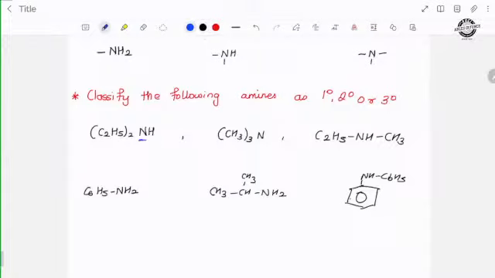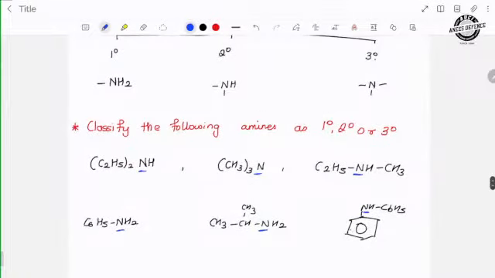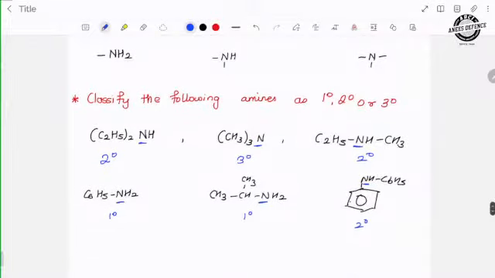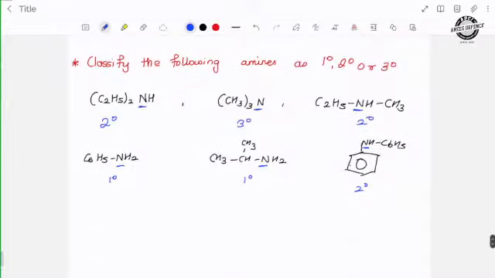No need of looking at any other part of the compound. Just look at nitrogen and tell me how many hydrogens are attached to it. In the first structure, only 1 hydrogen is attached, and 1 hydrogen means it belongs to secondary amine, so this is secondary. The second structure has only nitrogen, so this becomes tertiary. This is nitrogen and H, so this is also secondary. This is NH2, which means it is primary. This is primary, and this is secondary. That's it. You just have to classify whether the amines are primary, secondary, or tertiary.